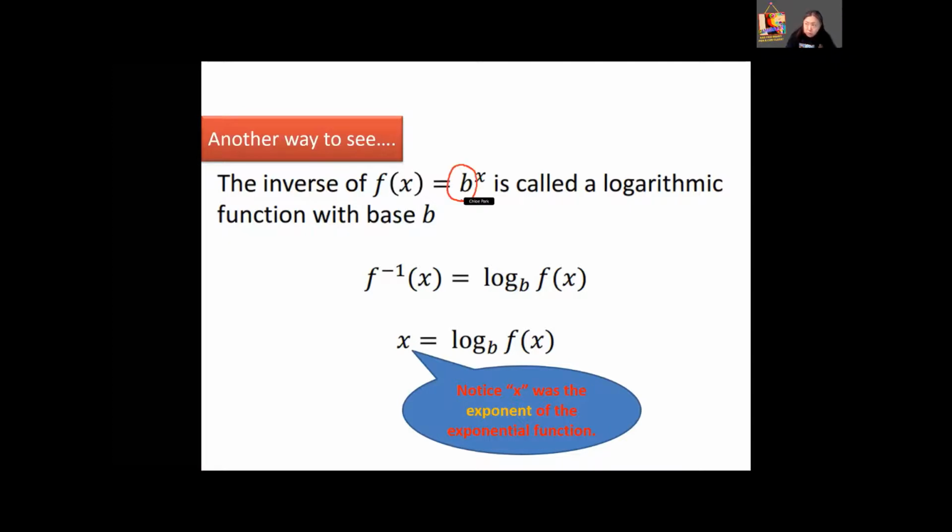when you have an exponential function, if the base is b, then b is the base of the exponential function.